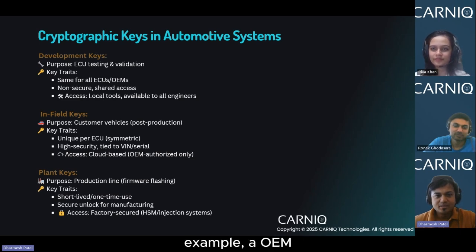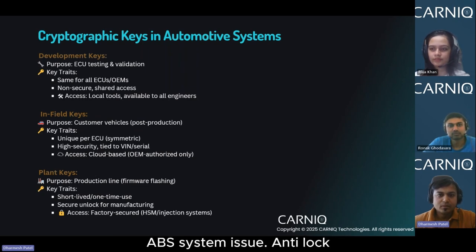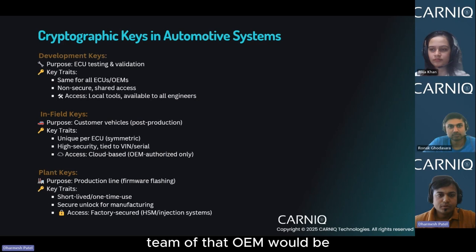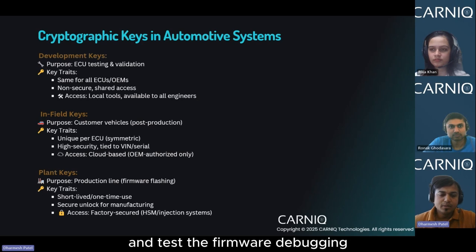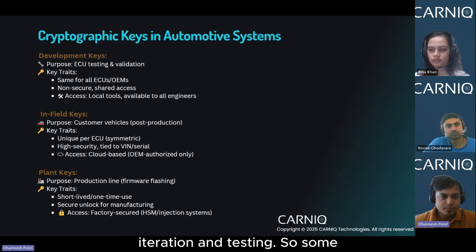For example, an OEM development team is developing a new ABS ECU, an anti-lock braking system. The development team would require the development key to flash and test the firmware, debug it, and simulate braking scenarios. One more example would be a startup working on an EV battery management system. They would require the same key across all the prototypes for quick iteration and testing.